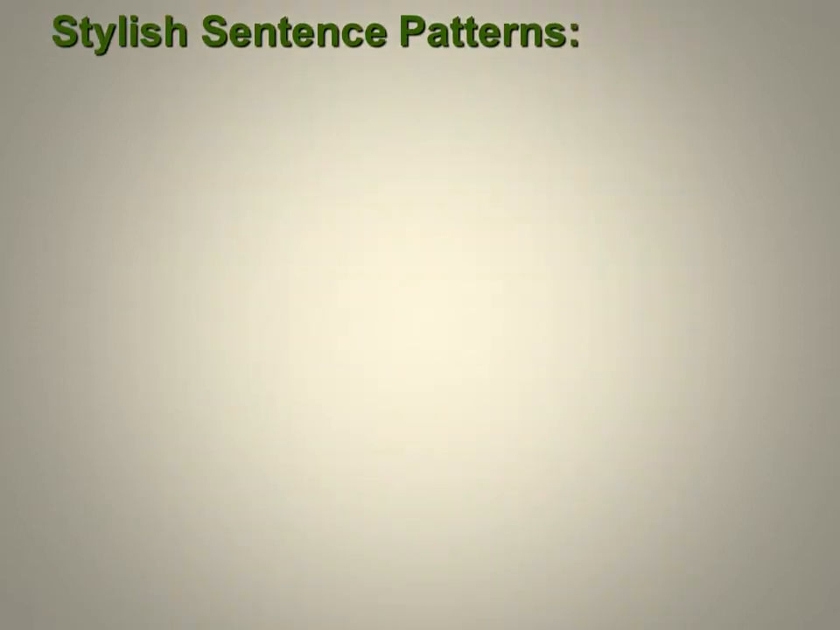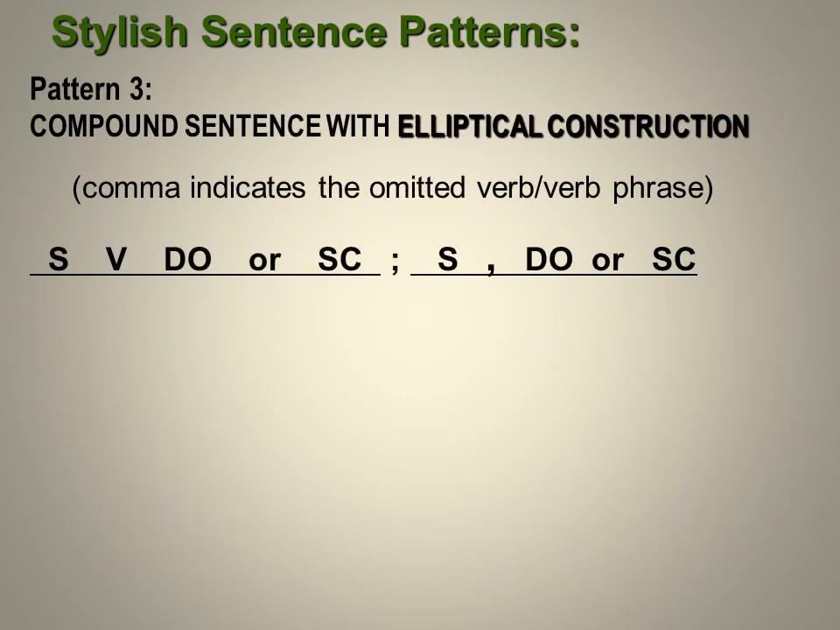Anyway, moving into our stylish sentence patterns. First of all, we've got pattern number 3 after the first two. This is also a compound sentence, but this one's with the elliptical construction. And yes, indeed, the comma indicates the omitted verb or verb phrase.